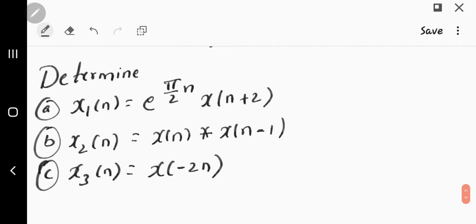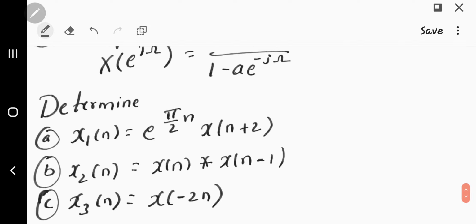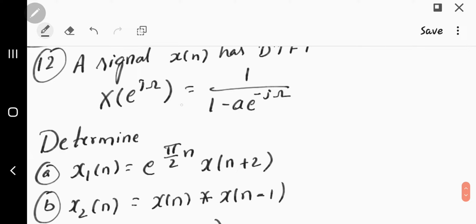So this one is a little bit different. We have to apply property sometimes. We can solve without using the property as well. So that means we have to determine x1 of n, x2 of n, x3 of n for these values for given x of e power j omega. So that means we have to determine the DTFT of the following.